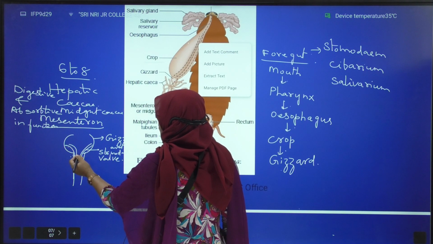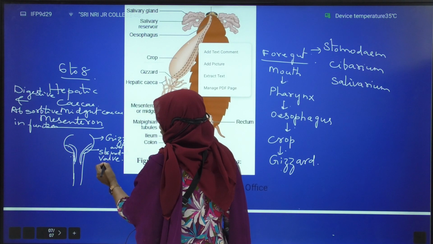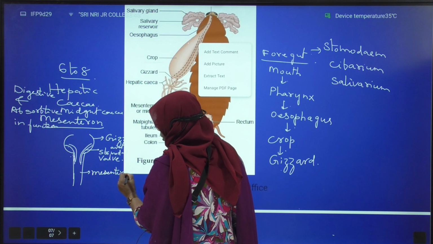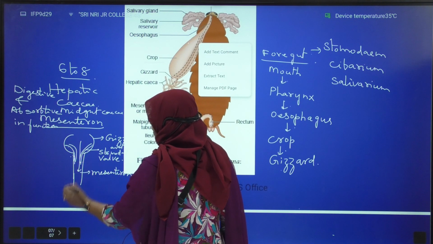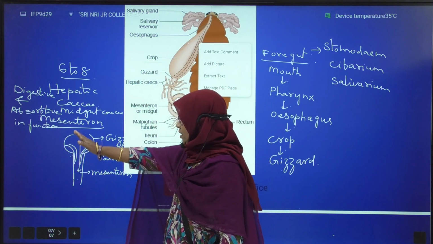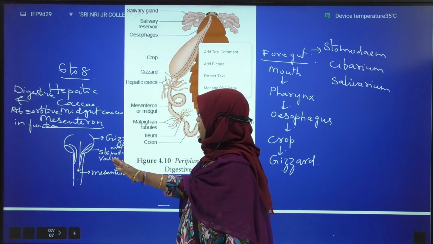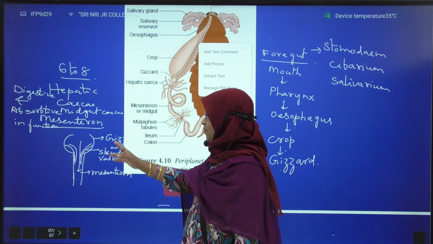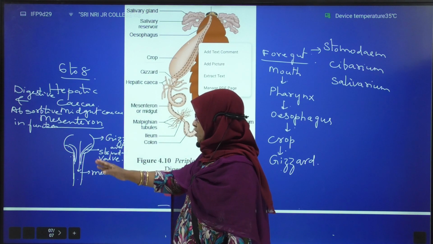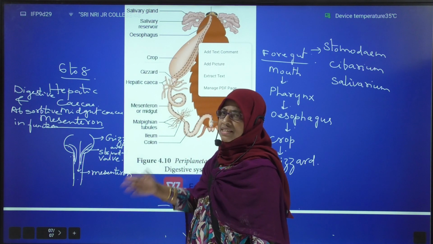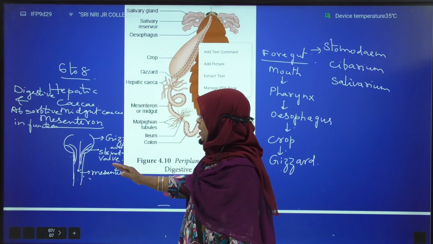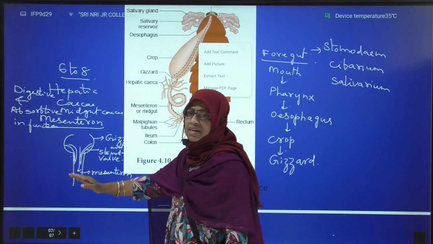Funnel-like projection formed from the inner walls of the gizzard is called the stomodial wall, which leads into the mesenteron. This stomodial wall allows the flow of food from the gizzard into the mesenteron only. It prevents the regurgitation of food from the mesenteron to the gizzard.